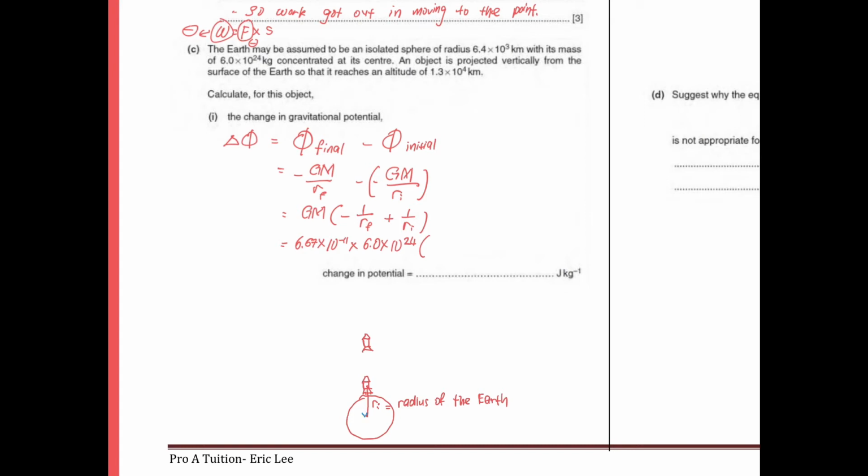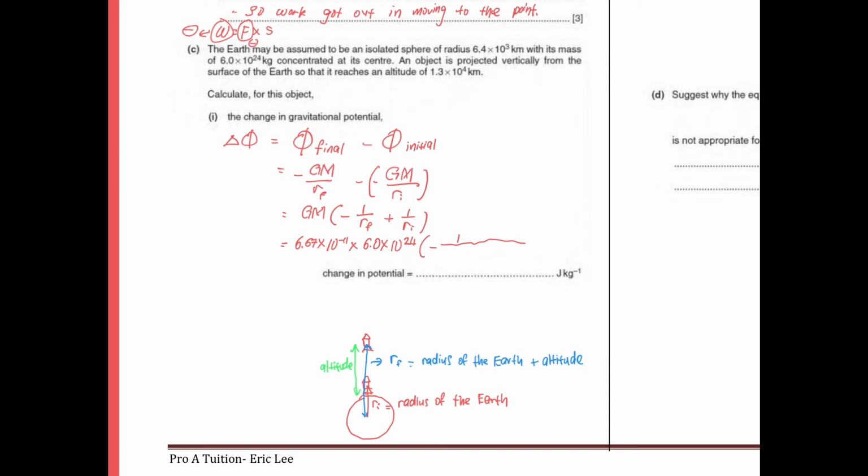So we have to know that here to here is the R final, which is the radius of the Earth plus the altitude. Okay, so the altitude is just that part. So we have to include the radius of the Earth as well.